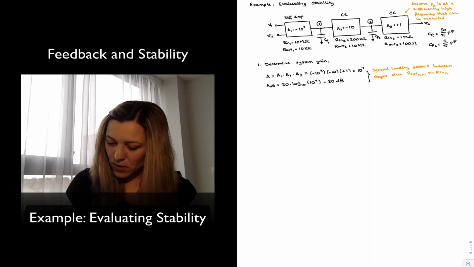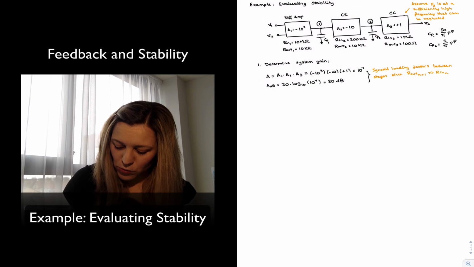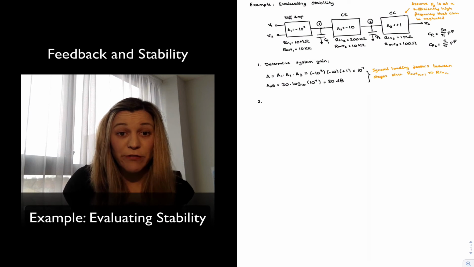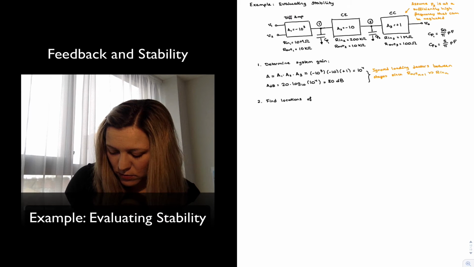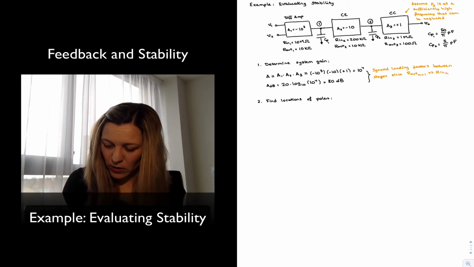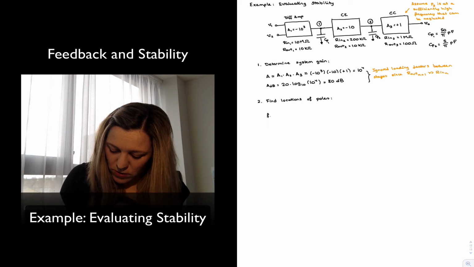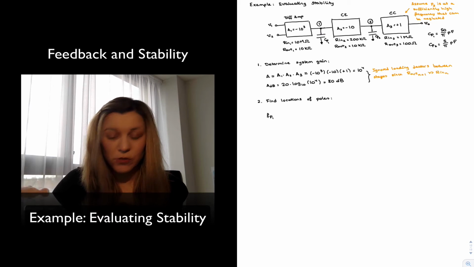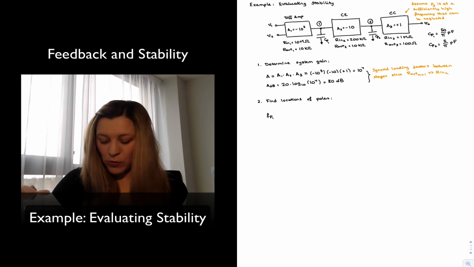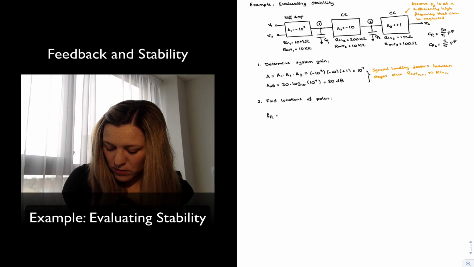Anyway, step number 2, once we know the system gain, is going to be finding the locations of the poles. All right, and so each pole is going to generate a low-pass response on our frequency response, which is going to be determined by the equation 1 over 2 pi R times C.